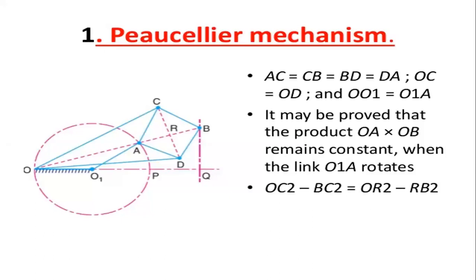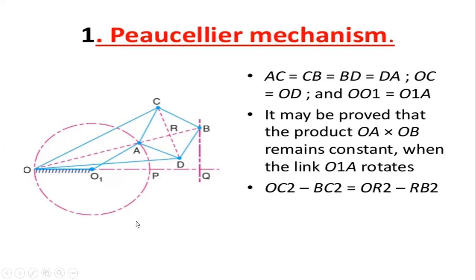So this is the Peaucellier mechanism. The left side is the diagram of the Peaucellier mechanism, in which OO1 is the fixed link. There is a rhombus made of four equal links, so AC is equal to CB is equal to BD is equal to AD. These four are equal in length, and here OC is also equal to OD, and OO1 is equal to O1A. So these two lengths are also equal.